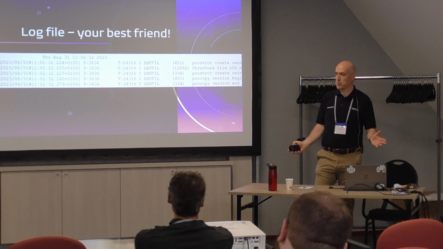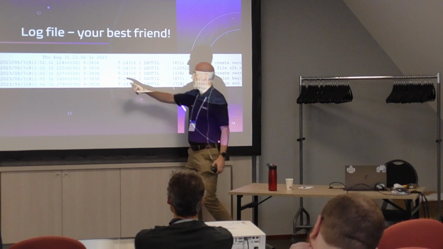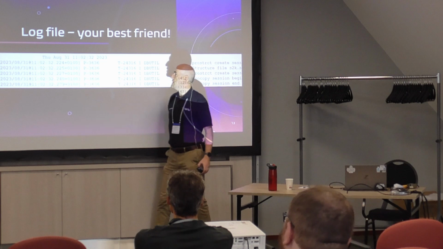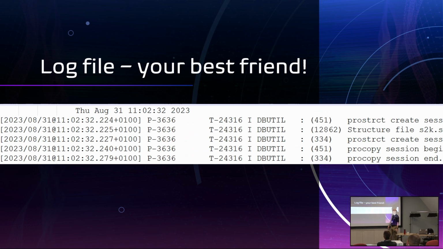You can see that everything is timestamped, time and date stamped here. So you've got the date, the time, the offset from UTC. You've even got the PID of the process that's been working to do the work. And there's some information about the user. In this case, it's called dbutil.